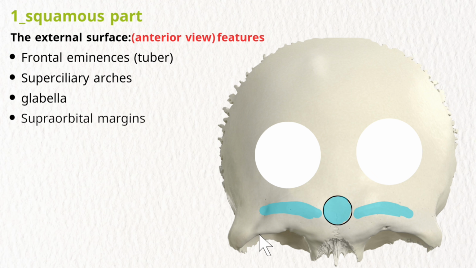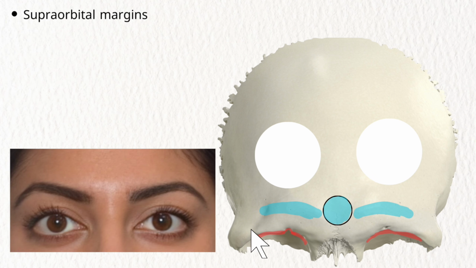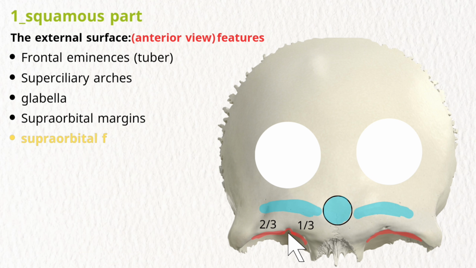The supraorbital margin. It's the angular boundary between the squamous and orbital parts, and it forms the upper boundaries of the orbits. The supraorbital notch is present at the junction of the sharp lateral two-thirds and rounded medial third of the supraorbital margin.